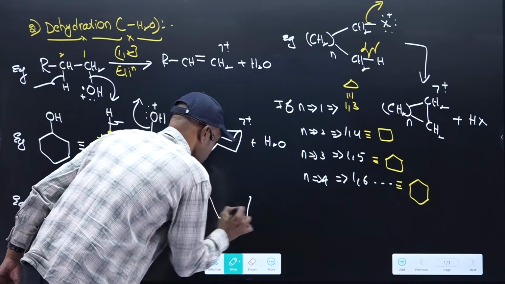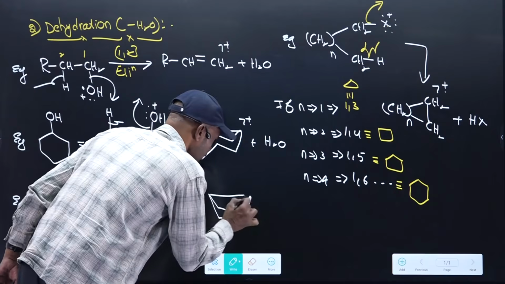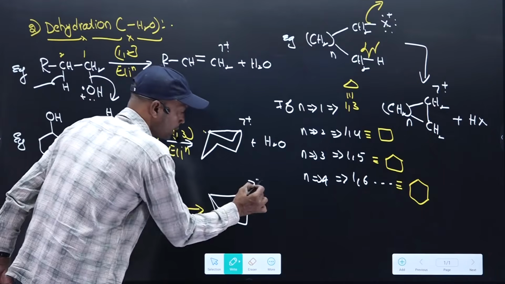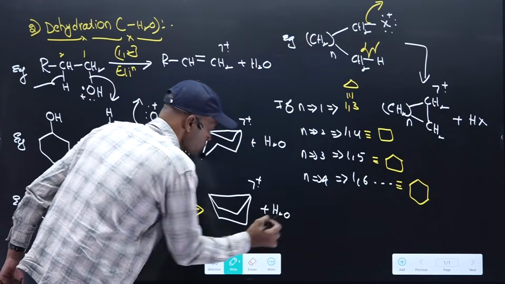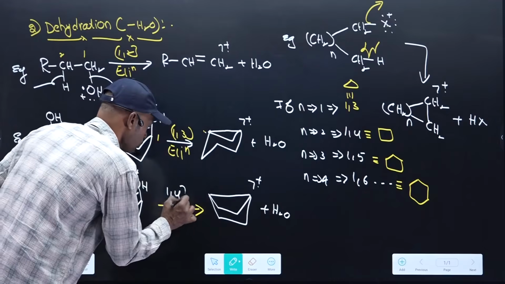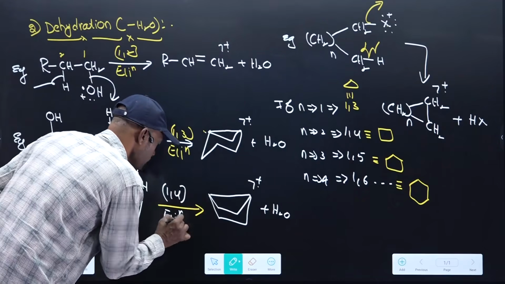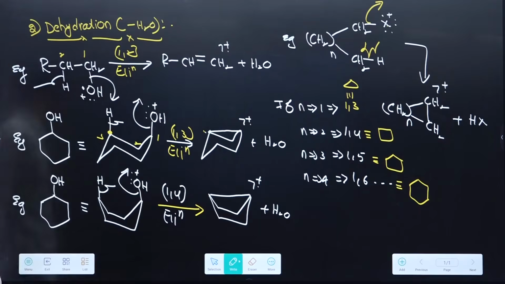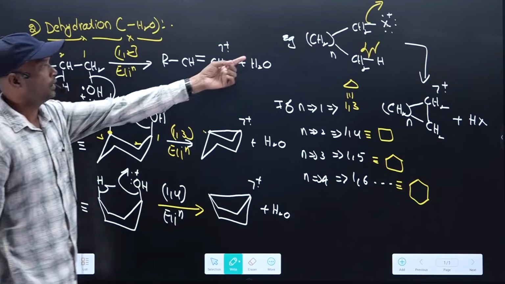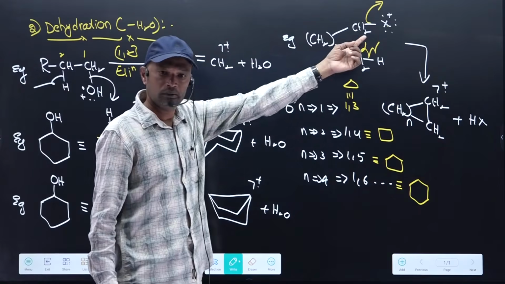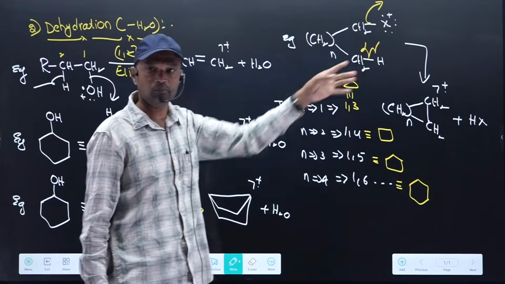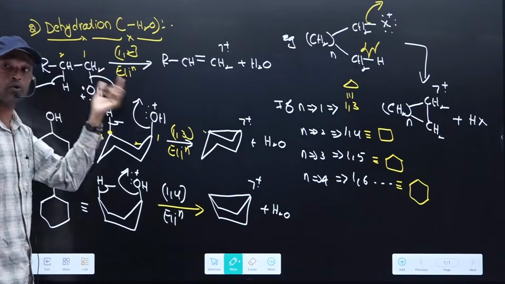Then what happens? This boat form will get a new sigma bond, and here a radical cation, and what is removed out? This is H2O. So this is an example of 1,2 elimination. Now what do you observe among these four? In dehydrohalogenation, hydrogen and halogen are removed. But here hydroxy and hydrogen are removed.